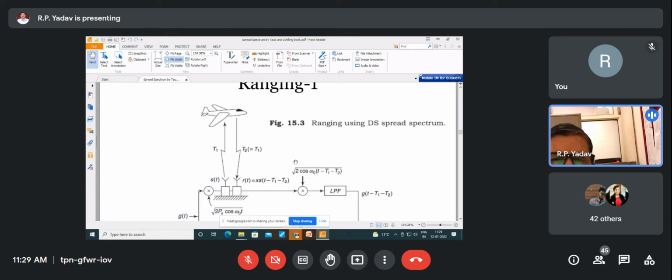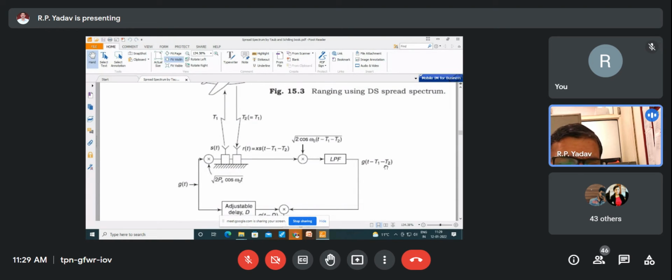So how does this ranging application work with direct sequence spread spectrum? Let us say I transmit from this station T1, and there is some aircraft, it is my radar or any other application. The signal gets reflected from this object, and I receive it at T2. So I calculate how much delay there is, and then I multiply by this and pass it through a low pass filter, and I get g(t minus T1 to 2). This is the signal depending upon these delays, my g(t) function gets delayed.